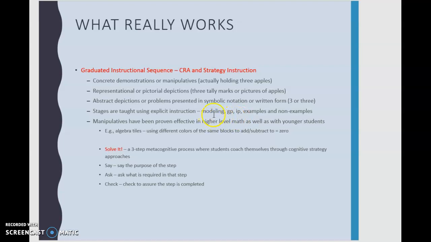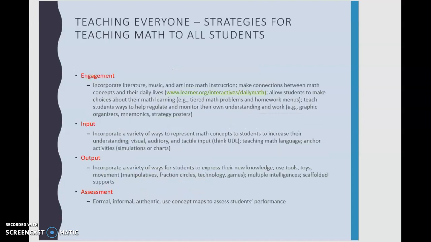Okay, we also want to think about using explicit instruction. We've talked about that: modeling, guided practice, independent practice, examples, and we talked about this in chapter 10, non-examples, especially in math. Okay, manipulatives, of course, are very, very effective at all ages, even some of your older students. There are a number of strategies. There's Solve It, which is a 3-step process where students coach themselves. Then there's Say, Ask, Check. Say the purpose of the step, ask what is required in that step, and check to assure the step is completed. Some other strategies that work.